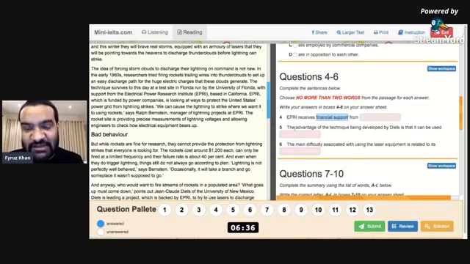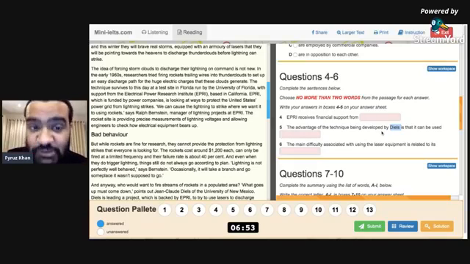When you look at the next question, same. The advantage of the technique being developed by Deals is that it can be used dash. So again, look at the potential keywords. I feel advantage is a keyword. Technique can be a keyword. Deals is a keyword. Developed can also be a keyword. So let's take all these keywords and find answers in the passage.